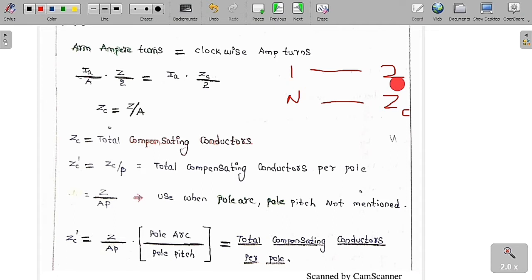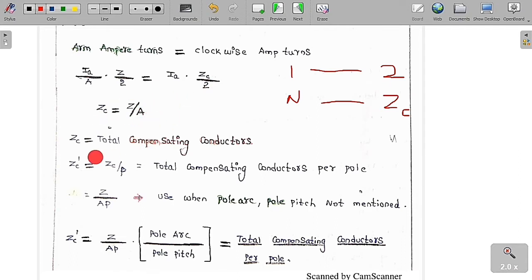For one turn there are two conductors, so for n turns there are Zc conductors. With cross multiplication, we get the number of compensating winding turns as Zc by 2. The current passing is the armature current, because this is connected in series with the armature winding. So the current is Ia, and if you solve this, we get Zc is equal to Z by A.